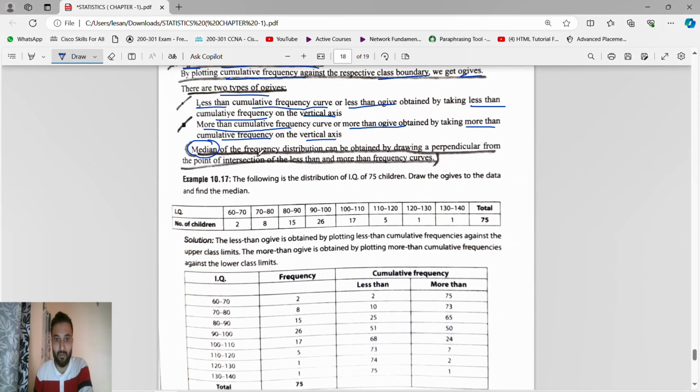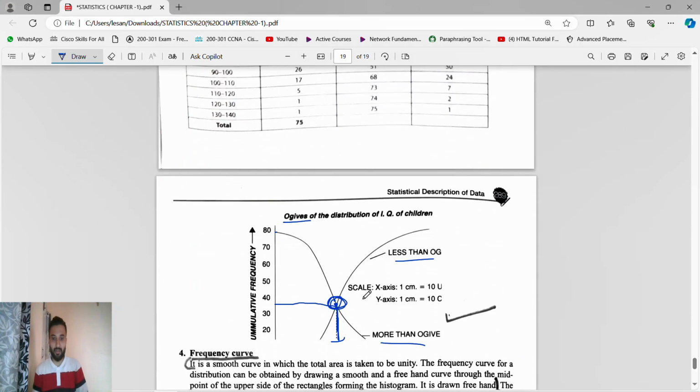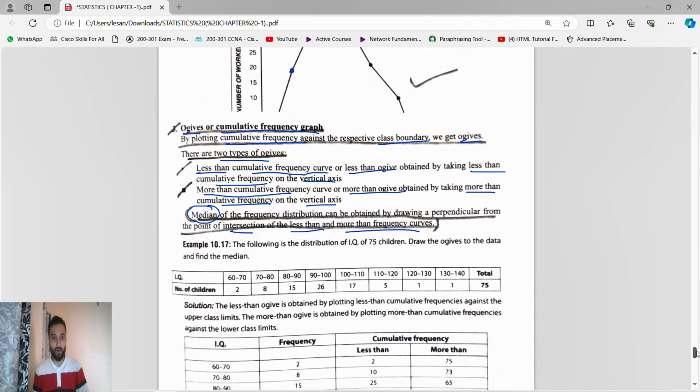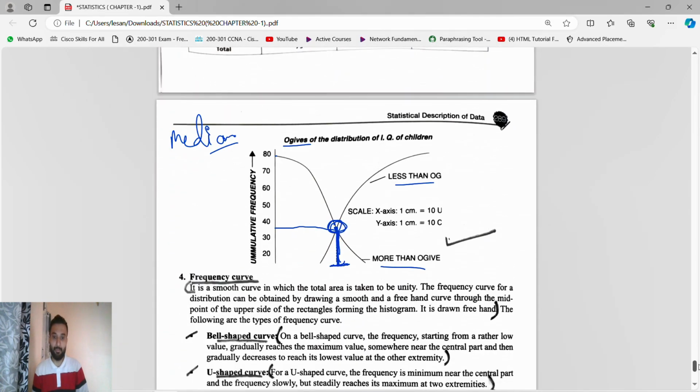So see here, the median of the frequency distribution can be obtained by drawing a perpendicular from the point of intersection of the less than and more than frequency curves. We'll draw a less than, we'll draw a more than, where they intersect, from there we'll draw a perpendicular. This value is the median. So they will give a median. And the mode, the histogram will give the mode. The ogive, also called the cumulative frequency graph, will give the median.